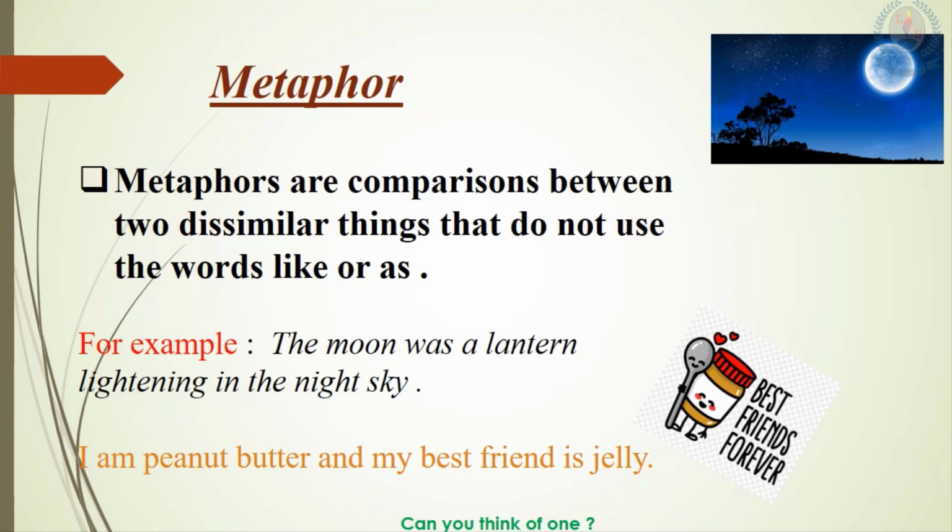Now for an example, the moon was a lantern lighting the night sky. The night sky is very beautiful and the moon is compared to a lantern. So there's a comparison, but exactly that is not a simile. You should remember it very well. I'm a peanut butter and my best friend is jelly. Can you think of one?